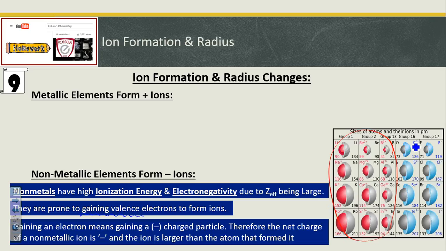The electron that you pick up goes into the valence shell, which then spreads out a little bit to make room for it. And so the atom forms a larger ion than the atom. So negative ions are larger than the atoms that formed them.